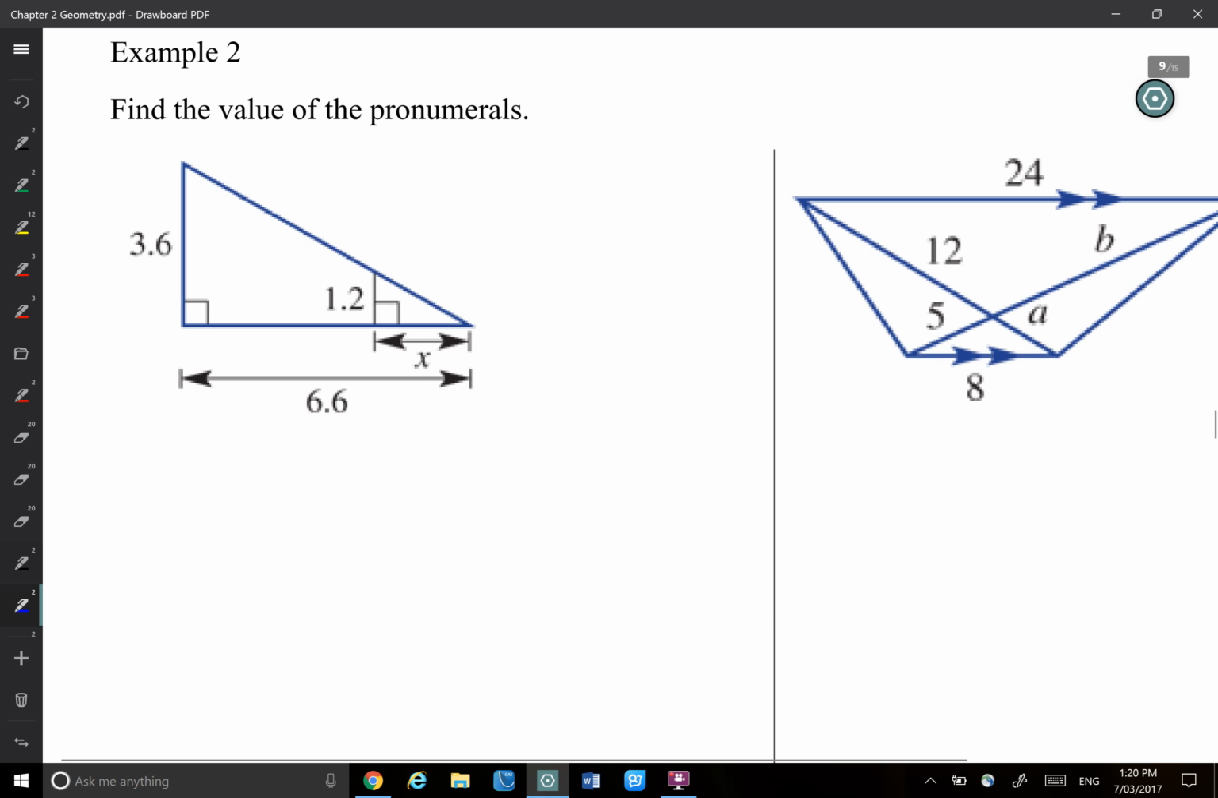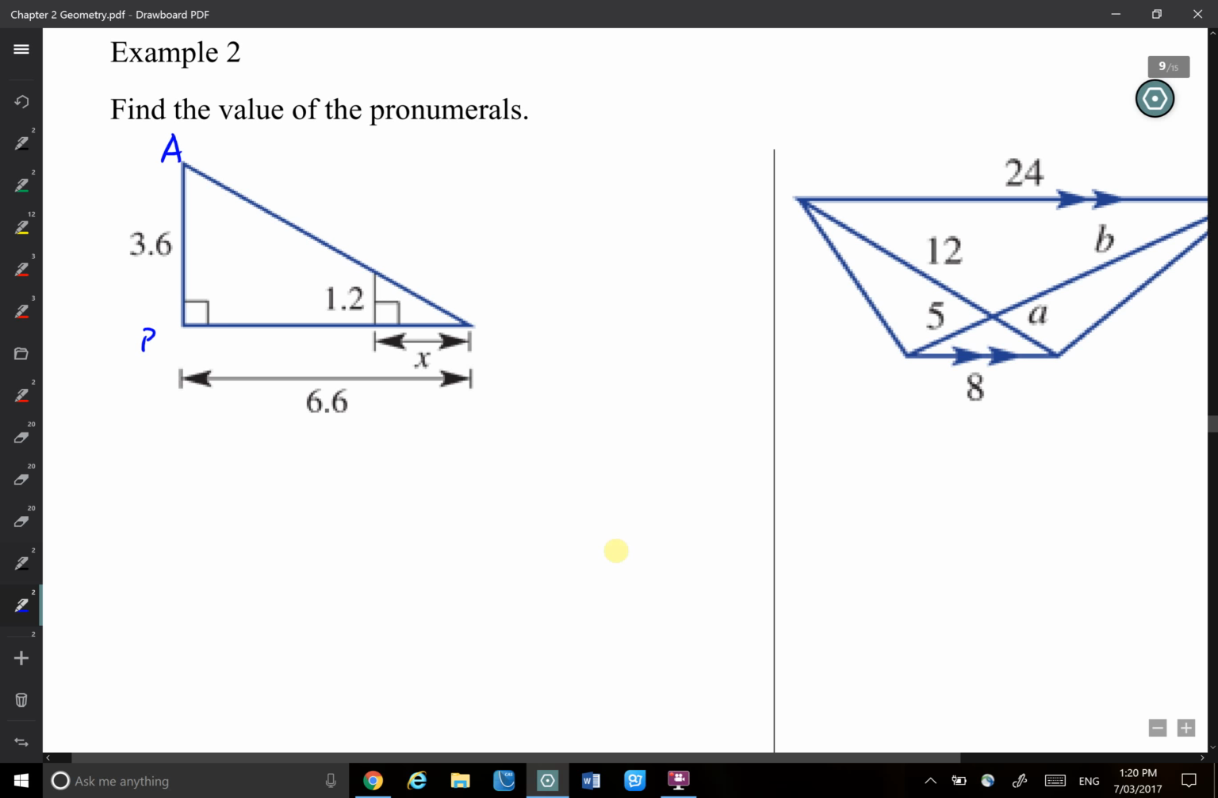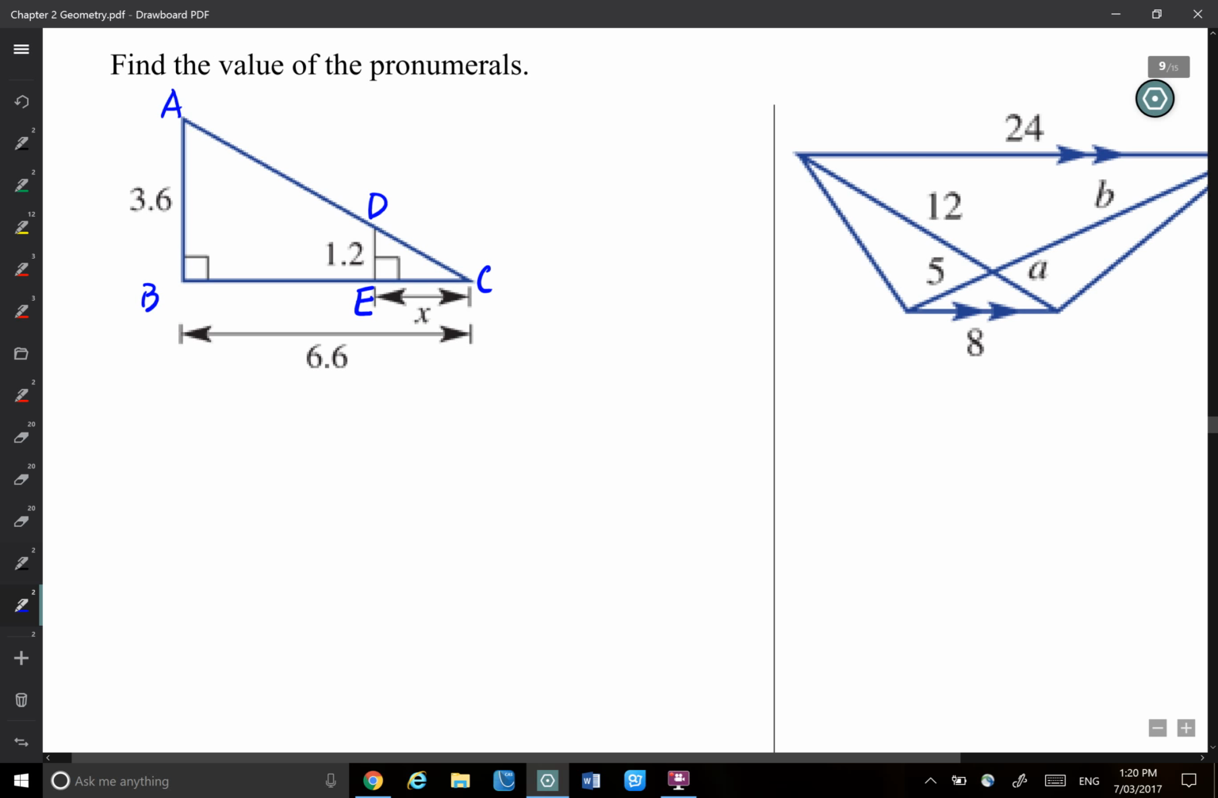So, this shape is a very typical shape. It's a big right angle triangle, and you have a vertical line, and you have a small right angle triangle. So let's give the points some names: A, B, C, D, E.